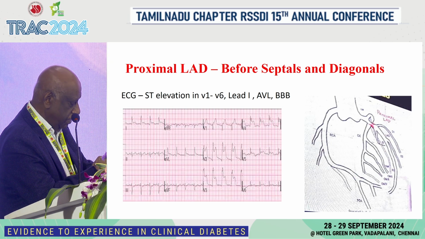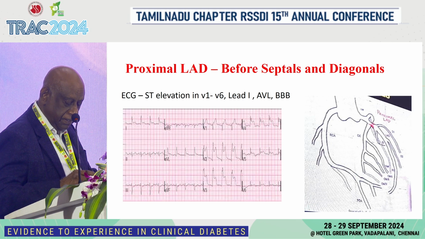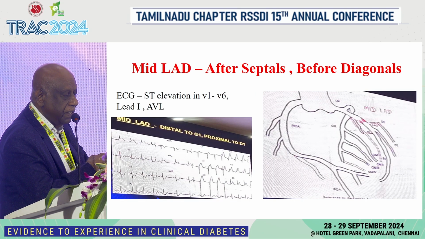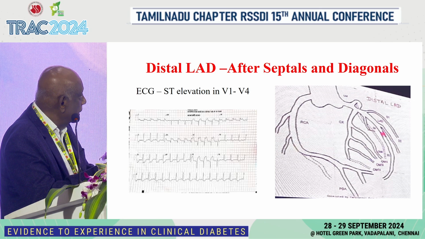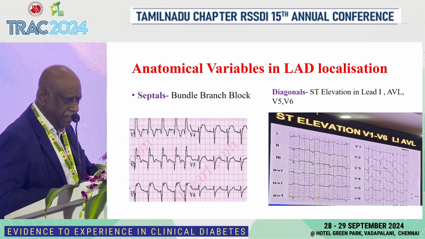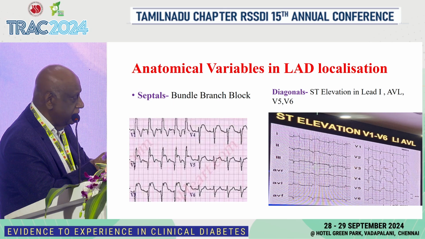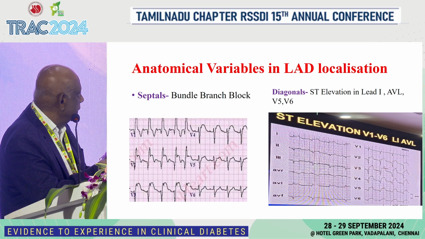When there is an ST elevation in V1 to V6 and AVR is normal, it is usually just distal to the main. Here when there is ST elevation V1 to V6 and lead 1 AVL, it is a septal before the diagonals. And if there is an ST elevation V1 to V4 only, this is a circumflex, usually a lateral. And when there is a septal lesion, as I said, there will be a bundle branch block. You see here, a bundle branch block is this. Sorry, the pointer is not coming out well.